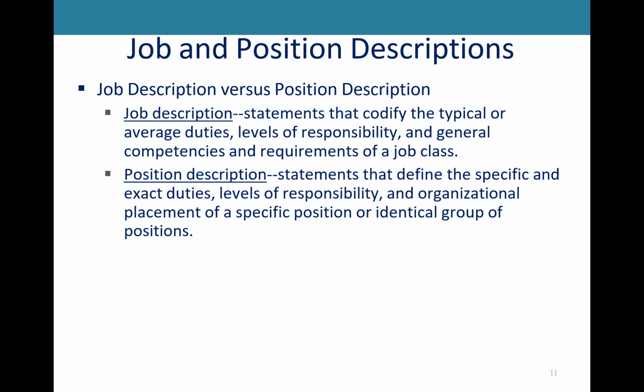A position description is a bit more specific. In a position description, it will be a statement that defines the specific and exact duties of that job, the exact levels of responsibility, and then we'll place that position within the organizational hierarchy of the organization. So it'll show you the specific position of that job within the other jobs in the organizational hierarchy. So a position description is oftentimes more specific and will provide you more information than just a traditional simple job description.